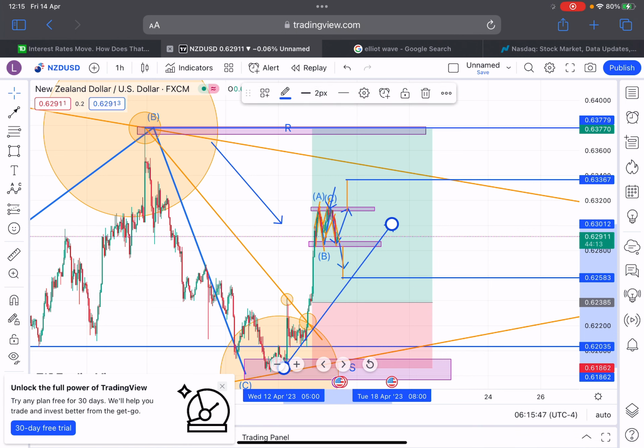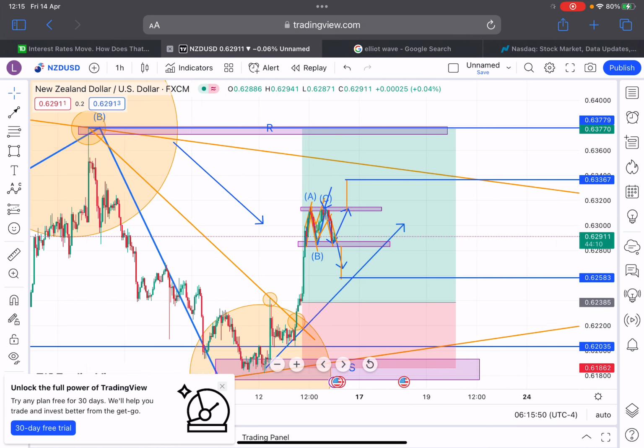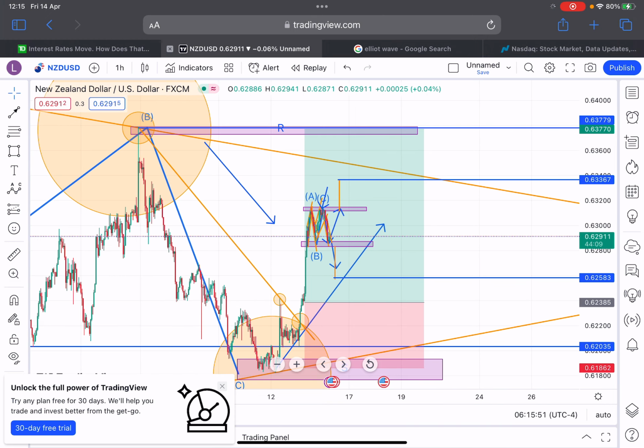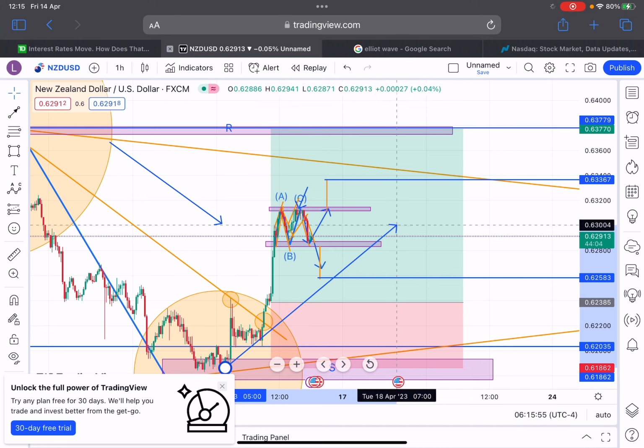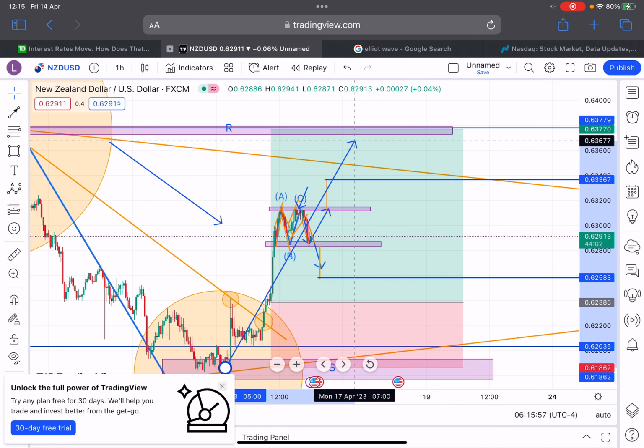So that is basically the strategy. Right now I could be entering with a buy if there is a confirmation, if this is happening, this is happening, or this is happening.